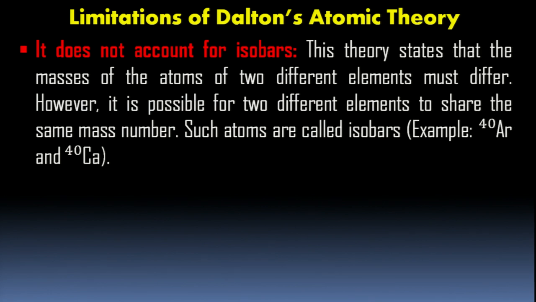One more limitation. It does not account for isobars. What are isobars, children? Isobars means two different elements will have same atomic mass. These things were developed later on. This theory states that the mass of the atoms of two different elements must differ. But it is possible for two different elements to share the same mass number. Such atoms are called isobars. Argon-40 and calcium also has atomic mass 40. All these were discovered later on.